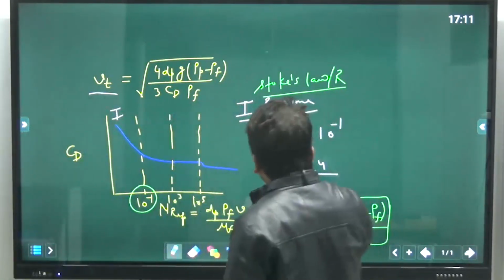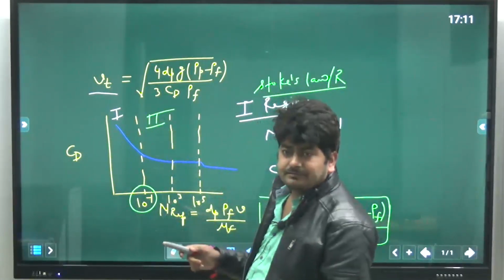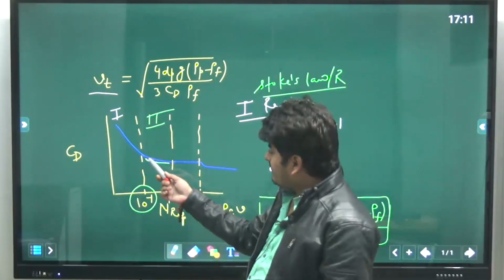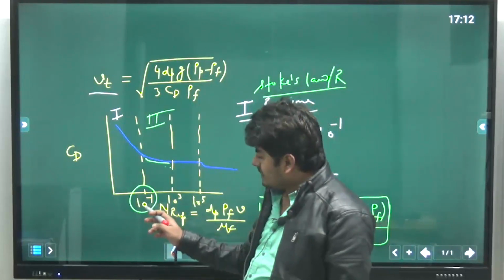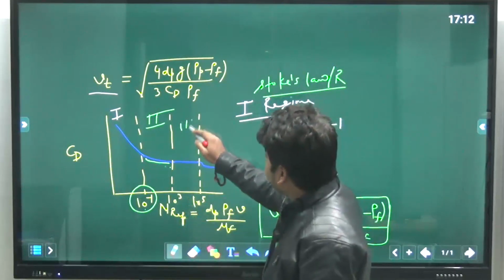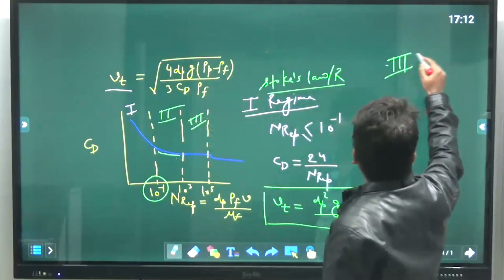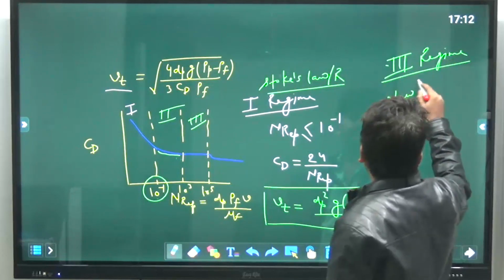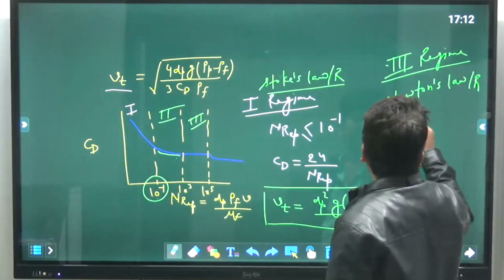Next is the second regime. As you can see, in the second regime CD is changing. The slope is changing from minus 1 to 0, so that is the transition flow regime, which is between particle Reynolds number 10 to the power minus 1 to 10 to the power 3. Then the third regime, that is also called the Newton's law regime, or you can say the turbulent flow regime.